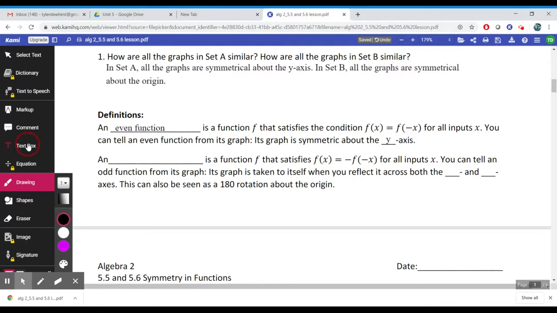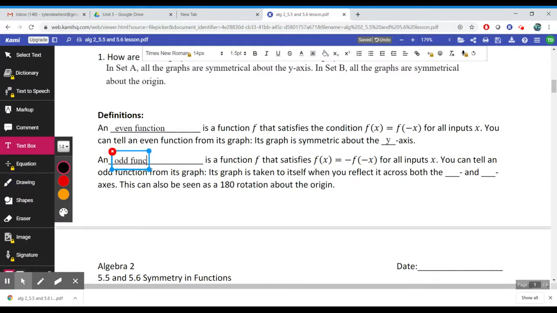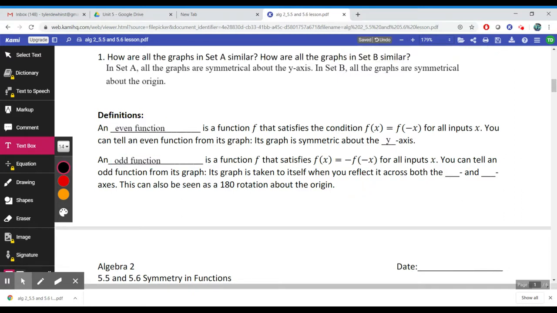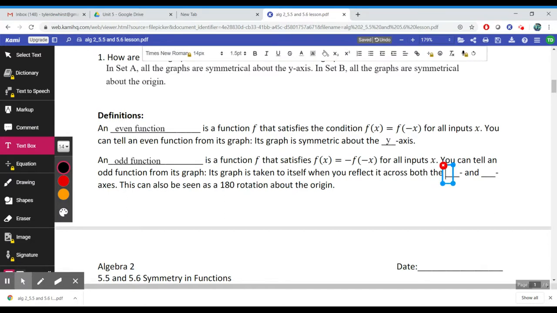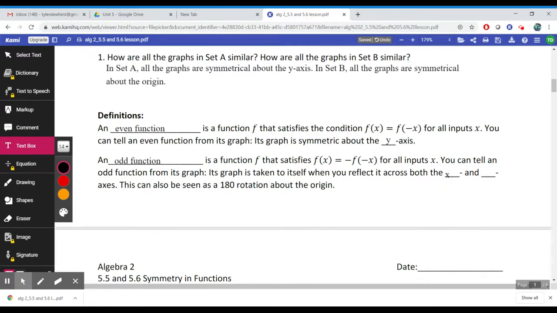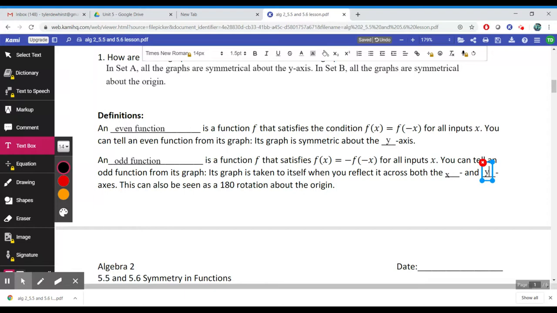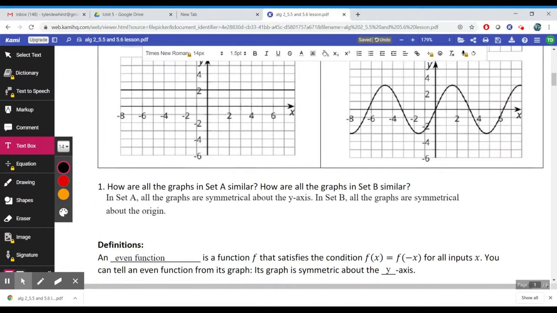Our next definition is for odd functions. An odd function is a function f that satisfies f of x equals negative f of negative x for all inputs x. You can tell an odd function from its graph. The graph is taken to itself when you reflect it across both the x and y axes. This can also be seen as a 180-degree rotation about the origin.